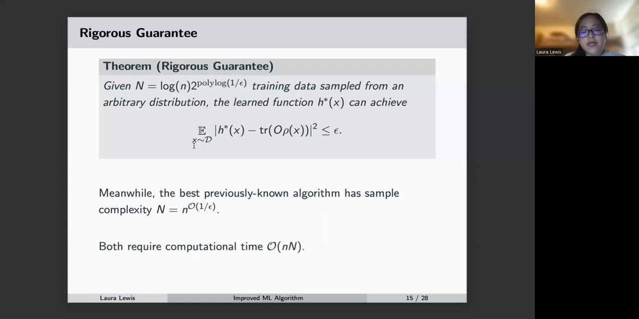Moreover, both of these algorithms require computational time that scales as order small n, the system size, times the capital N, the sample complexity. And so by decreasing the sample complexity that we need, we automatically get an improvement in computational time as well. So again, to emphasize this, for a small and fixed epsilon, the computational time for our algorithm scales as n log n. Meanwhile, for the best previously known algorithm, this scales as a very high degree polynomial.